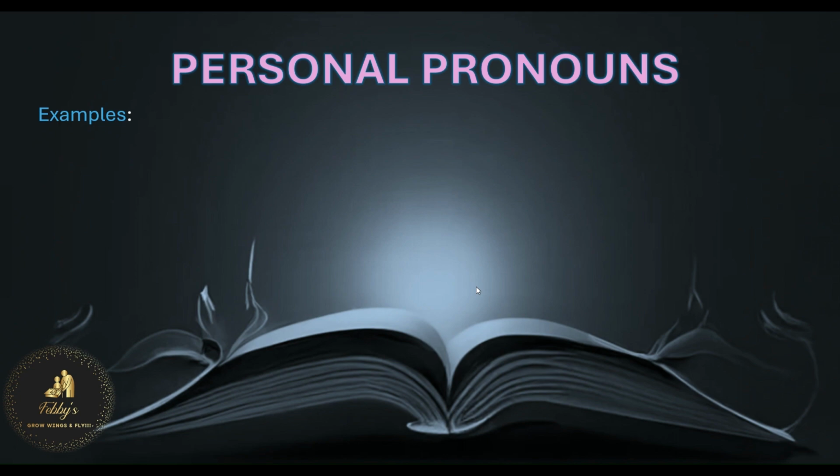Let's look at some examples. Mr. Baker is Amelia's teacher. He teaches her maths. Here, we have used the personal pronoun he to represent Mr. Baker and her to represent Amelia in the second sentence.